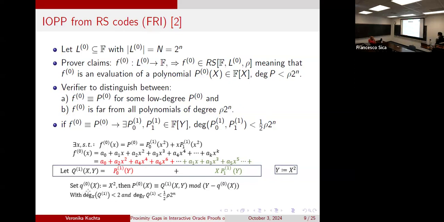So now if you define a polynomial Q0 to be equal to x squared, then we can see from here that P(x) is congruent to a polynomial Q1(x, y). So Q1 is this part here, right? Modulo y minus Q0(x). And the degree of this polynomial Q1 in x is of course smaller than 2, and the degree of the polynomial Q1 in y is smaller than a half rho times 2 to the n.